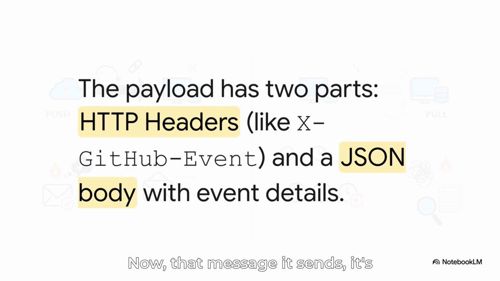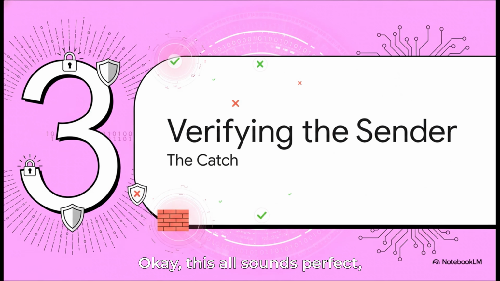Now that message it sends, it's really made of two parts. You've got the HTTP headers, which have little bits of metadata, like what type of event it is. And then you have the JSON body, which is where all the good stuff is, all the juicy details about what actually happened.